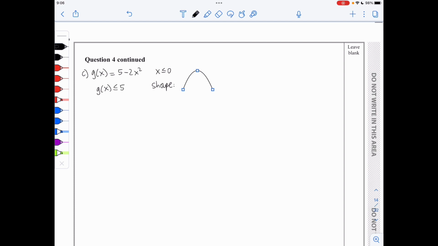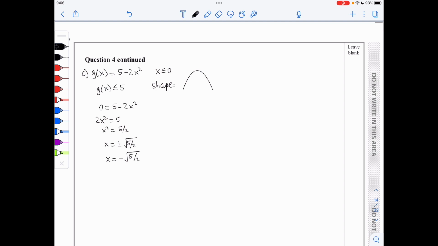I will set g of x to be 0 to give me 0 is 5 minus 2x squared. So 2x squared is 5, leading to x squared being 5 over 2, and x is plus or minus the root of 5 over 2. However, because x has to be less than or equal to 0, we know that we can only accept the negative solution. The x is minus the square root of 5 over 2.